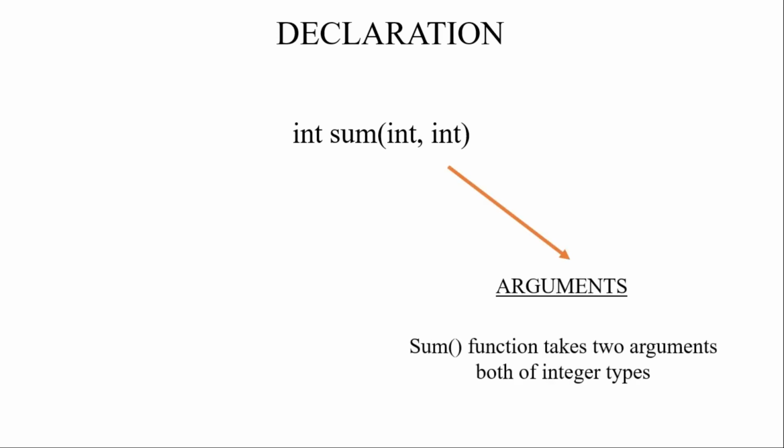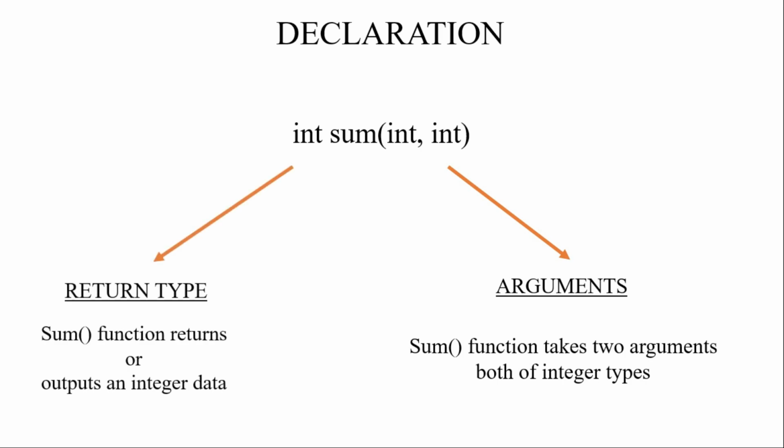For our summation function, we will write int sum and in brackets we will write the argument types. This means that the sum function will take two arguments or inputs of integer type and it will output an integer value or it will return an integer value. Now compiler knows the arguments and the return values of the sum function, but it does not know what the function will do with the arguments or the inputs.